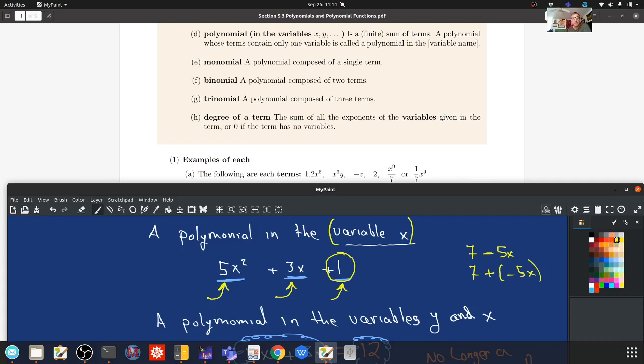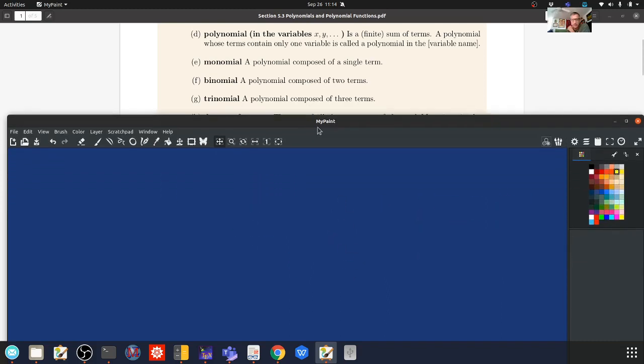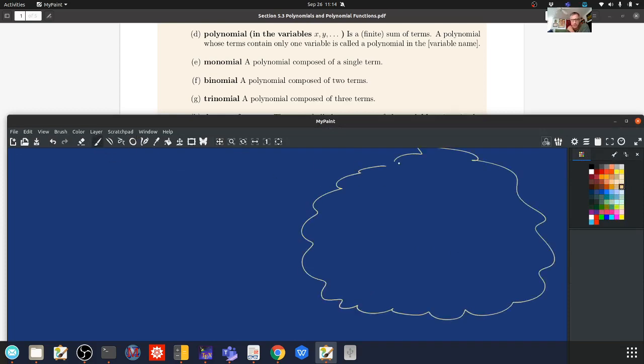Here are some more classifications of polynomials. So let me give you kind of a picture of this. So here we have the world of polynomials. It's a big, huge, gigantic world.